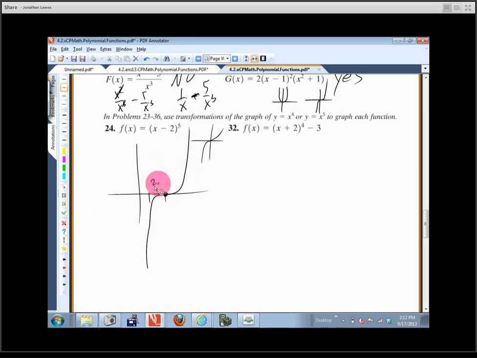That point right there is 2, 0. Can I label a couple of other points on there? Over 1, up 1 to the 5th power. What's 1 to the 5th power? 1. So this is going to be 3, 1, and this is going to be 1, negative 1. Is that all right? Easy enough? Okay, would you do this one and label at least 3 points?